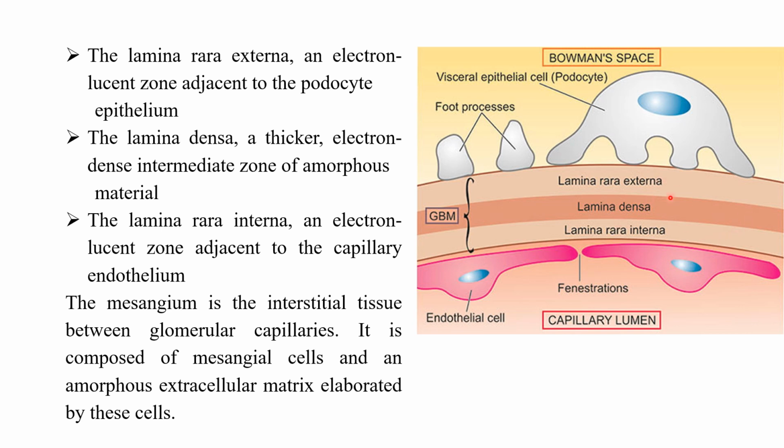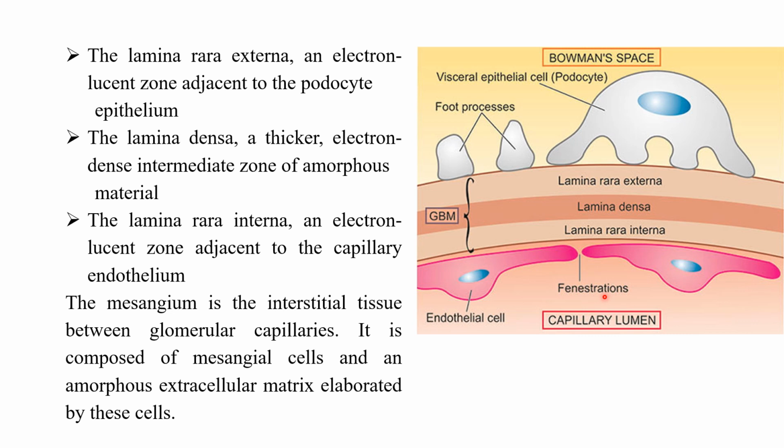The lamina rara externa, an electron-lucent zone adjacent to the podocyte epithelium. So the layer which is next to the podocyte layer is called lamina rara externa. And lamina densa is the electron dense intermediate zone of amorphous material. Electron dense means there are a lot of electrons in this layer, so it looks a little bit dense. You can see here, the color is a bit concentrated because of the accumulation of some amorphous substances out there.